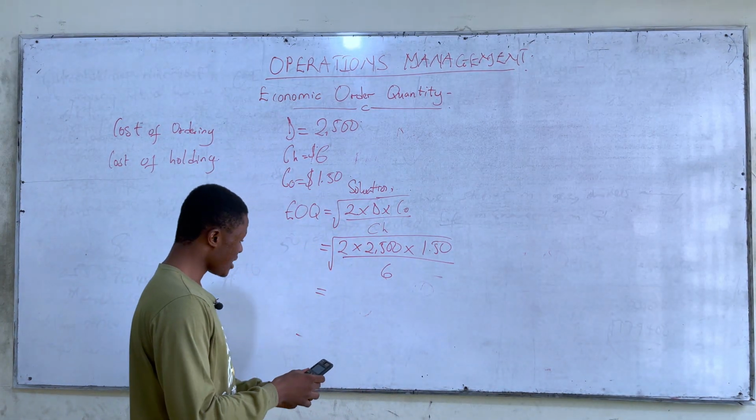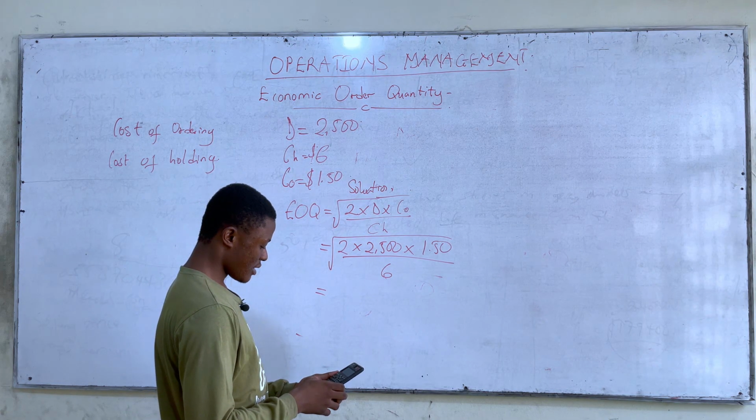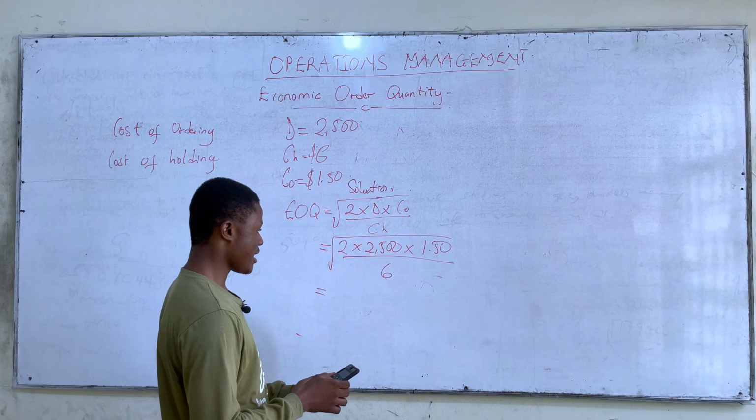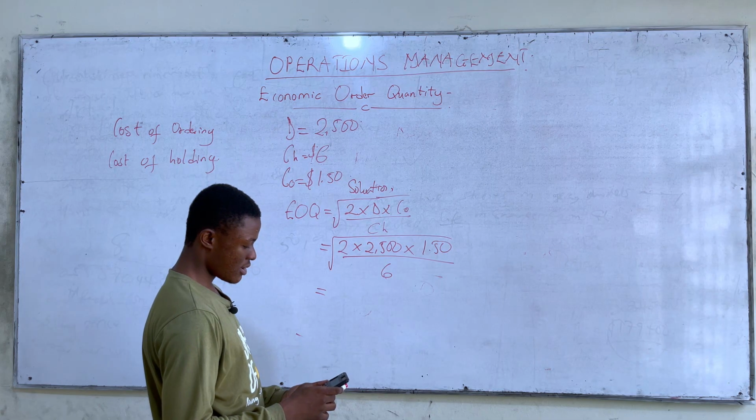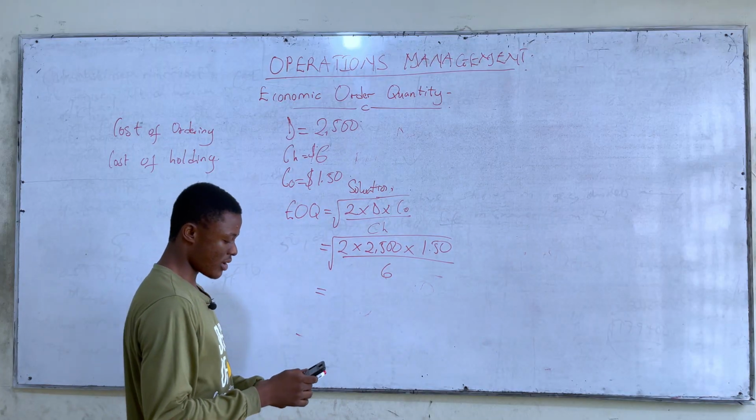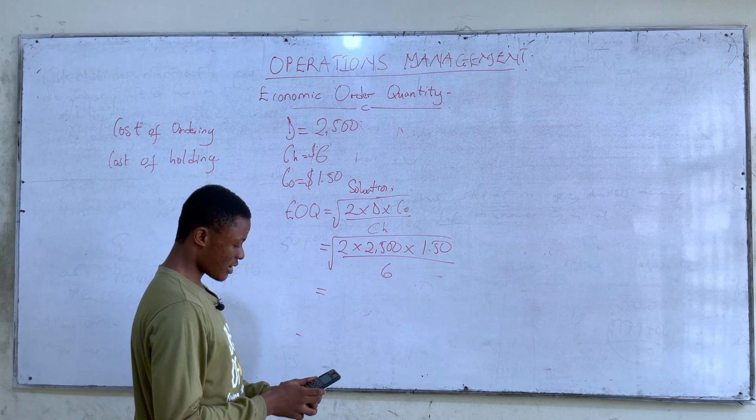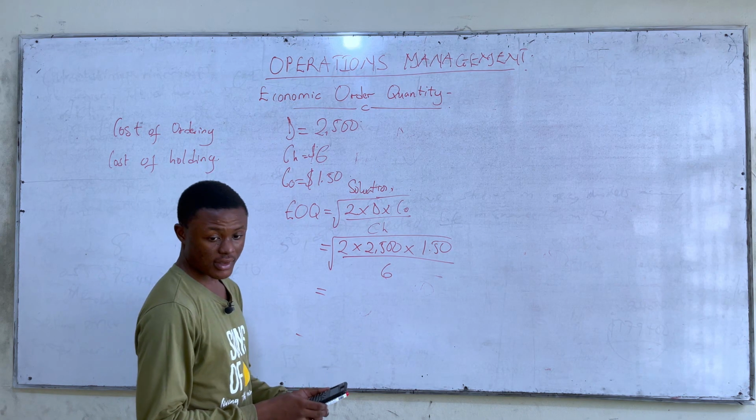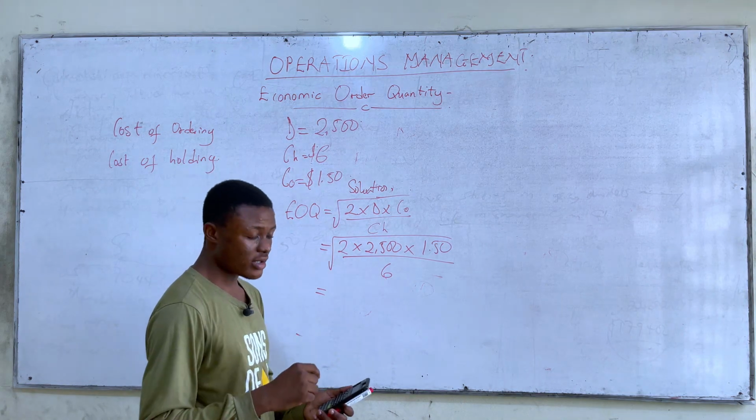Having this in your calculator, 2 times 2,500 times 1.50 divided by 6, all rooted. What will be your answer? So first, let's find this and then we put it in the square root. Are we good? Great. So here, 2 times 2,500 times 1.50 divided by 6. We are getting 1250.